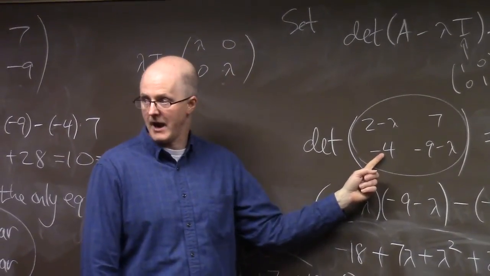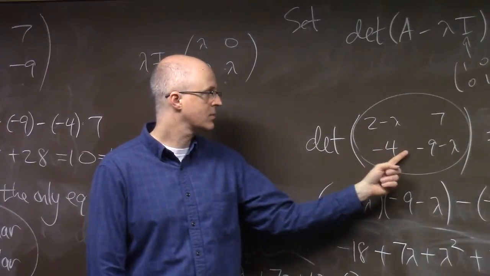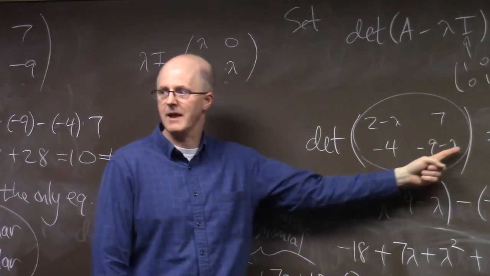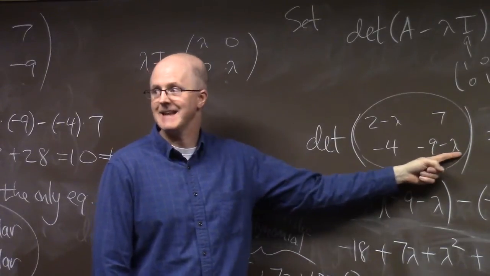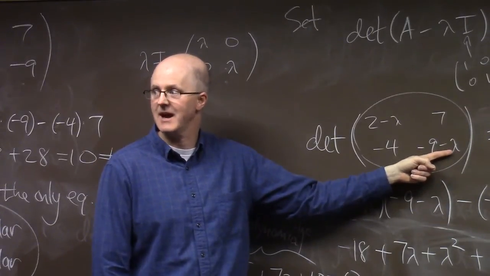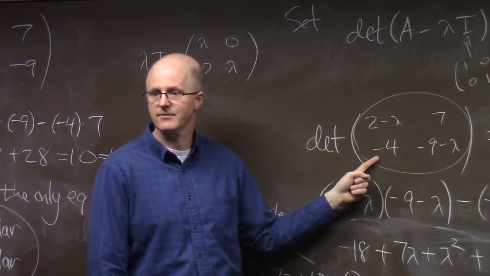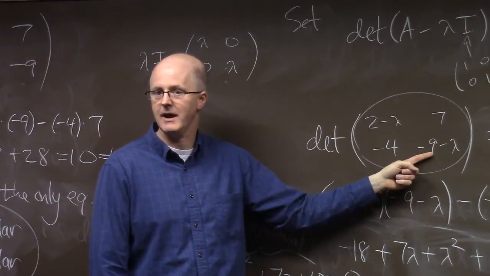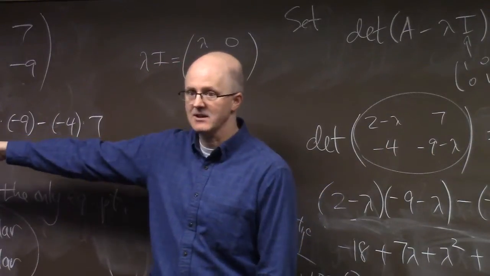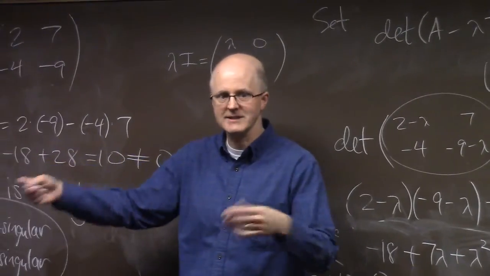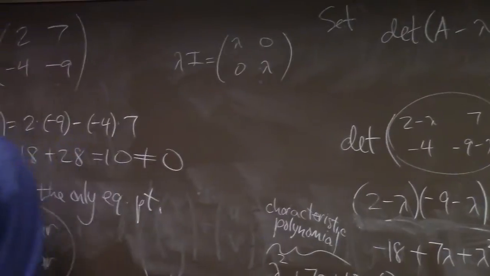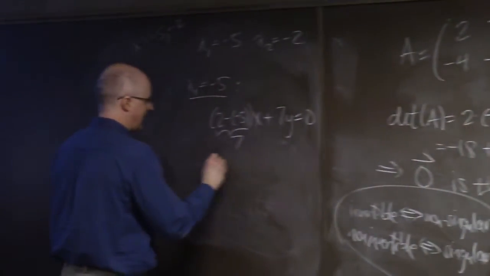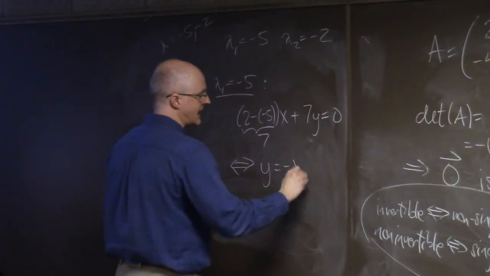We'd have negative 4x plus that times y, where lambda gets replaced by negative 5. Negative 9 minus negative 5 is negative 9 plus 5 is negative 4. We get negative 4x minus 4y. It would be a scalar multiple. The coefficients of x and y in this case are both the same. And that's equivalent to y equaling negative x.